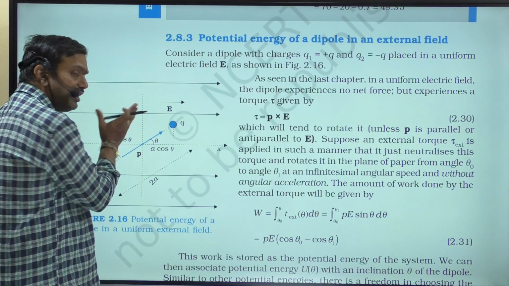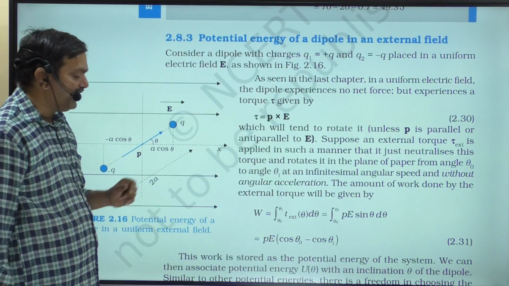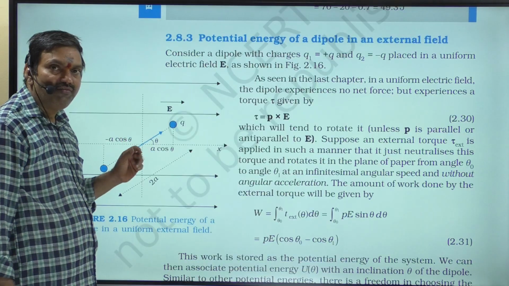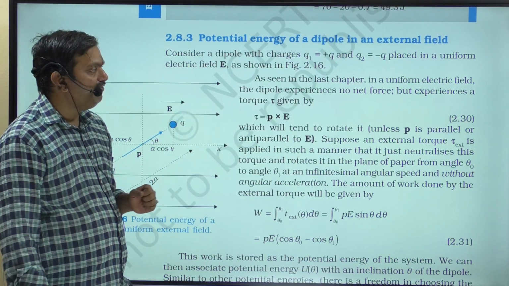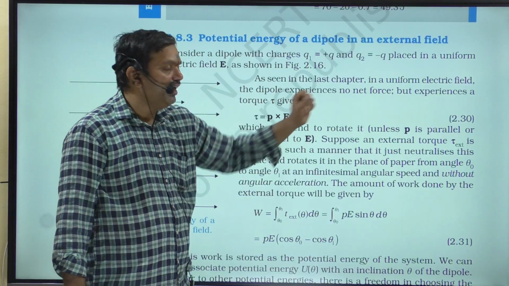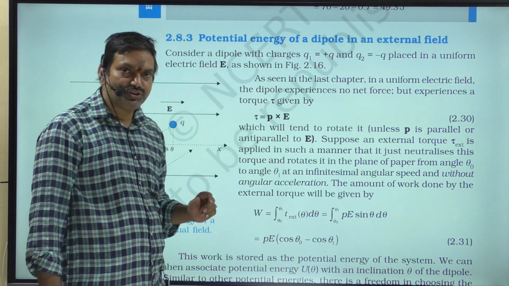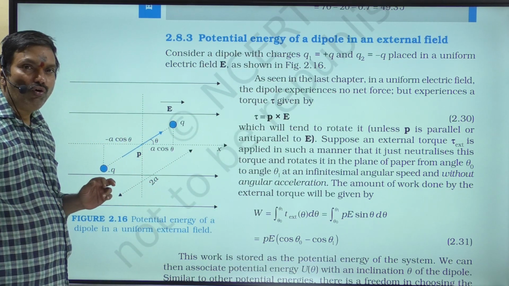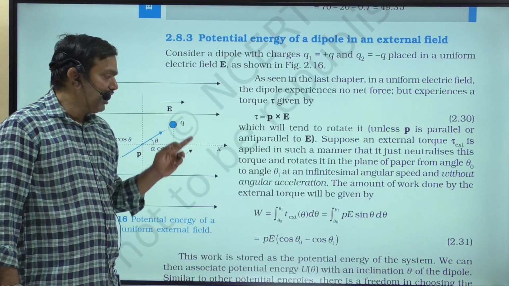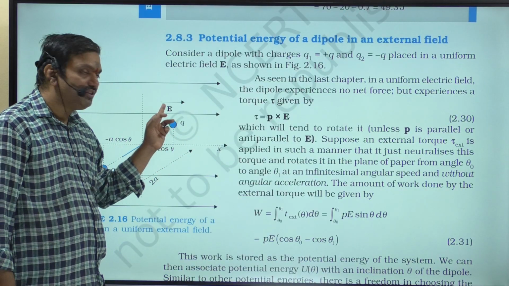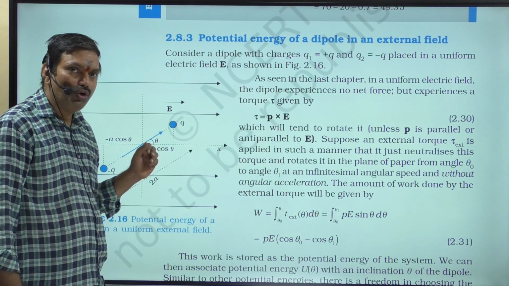Now when a dipole is kept at an angle theta to this electric field, what exactly is the potential energy? So first we understand one point. In the last chapter itself, we have seen that in a uniform electric field, a dipole experiences zero net force. What is that zero net force? Whenever a charge Q is kept in an electric field E bar, it will experience a force F is equal to QE.